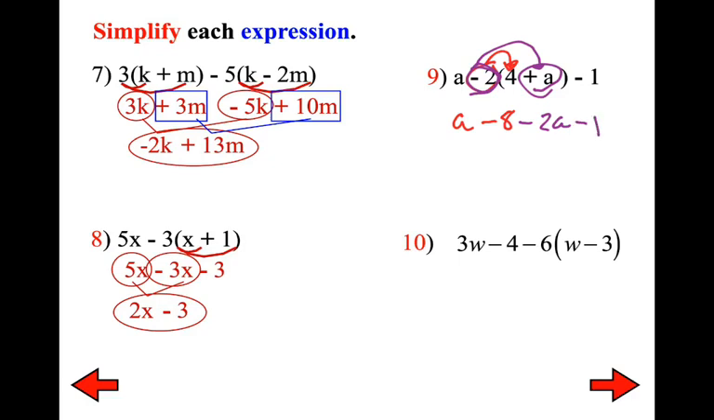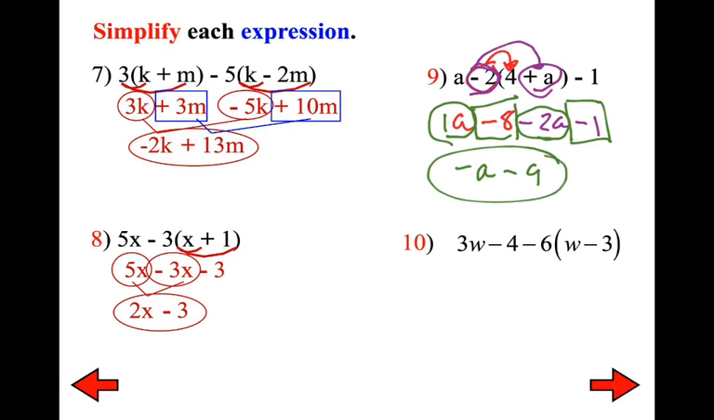And then from there, we are going to combine like terms. So we have a positive 1a and a negative 2a. That's negative 1a. I like to write it as negative a. And then our constants, we've got a negative 8 and a negative 1. That is minus 9. So number 9 simplifies to negative a minus 9. All right, go ahead and pause the video, fix any mistakes you may have had there. Try number 10, then press play.